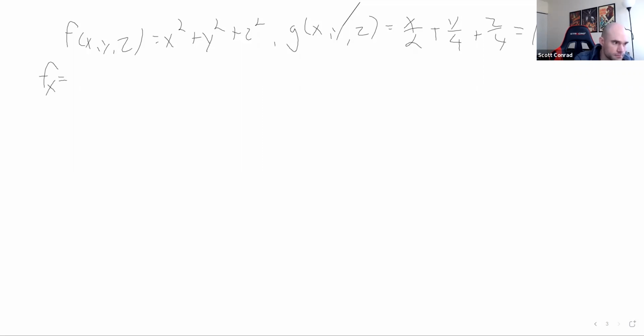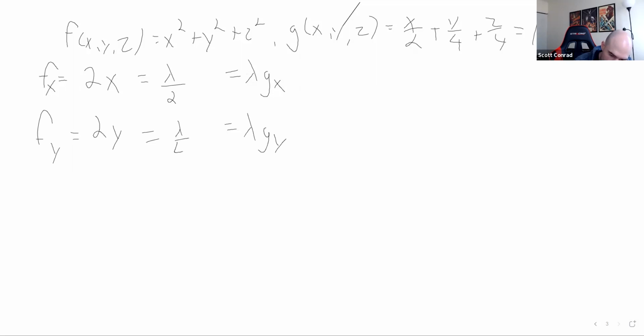So what's the partial of f with respect to x? Two x, all right. So 2x, which is f sub x, is equal to lambda times g sub x. What is g sub x? Just 1/2, right? So lambda times g sub x is just lambda over 2. Then do the same for f sub y and lambda g sub y. So our f sub y is 2y. Our lambda g sub y is lambda over 4.